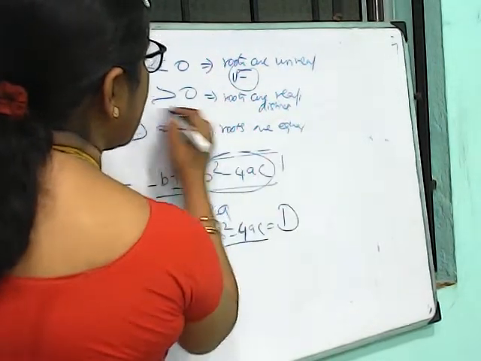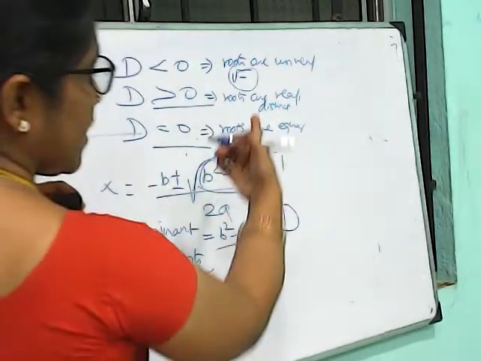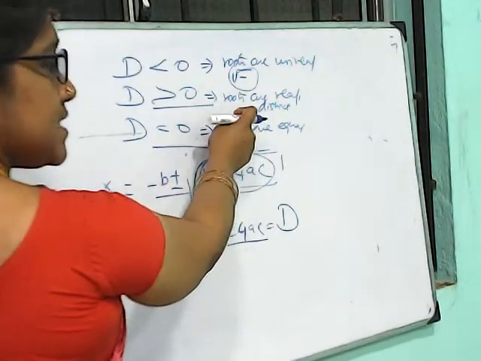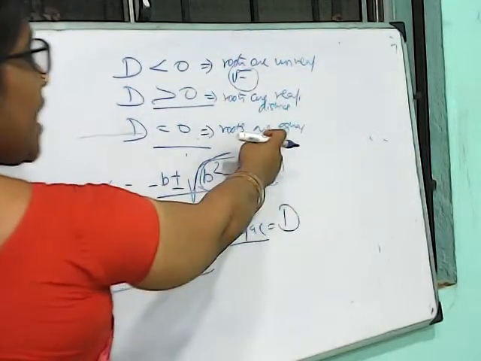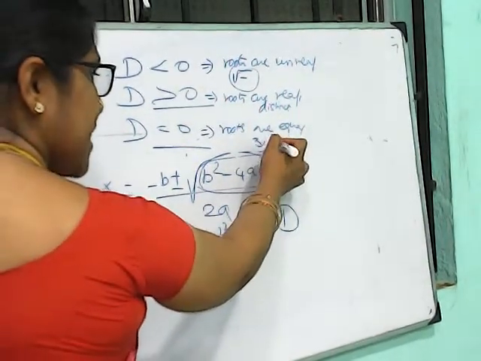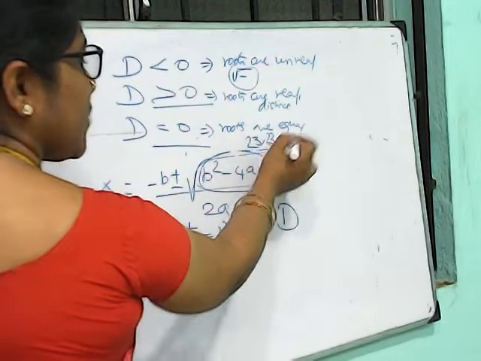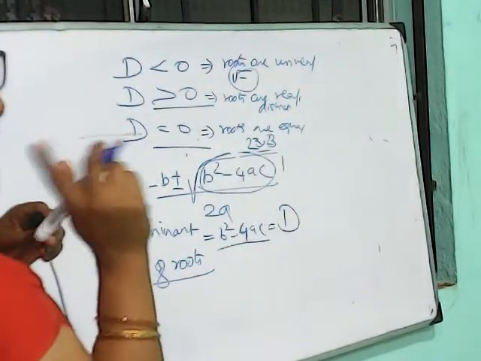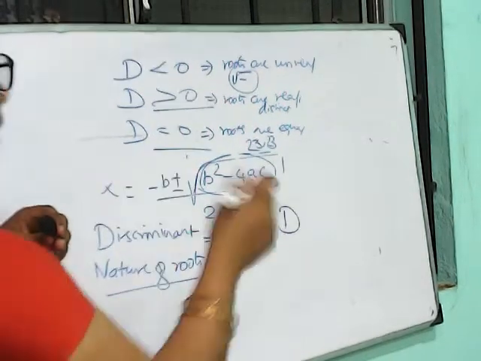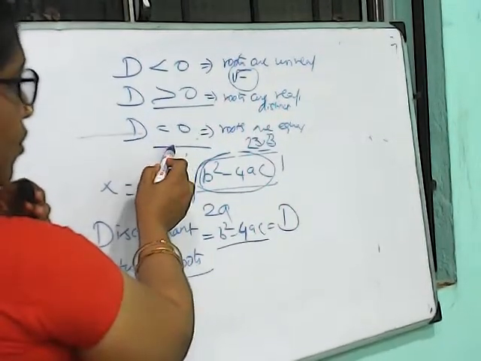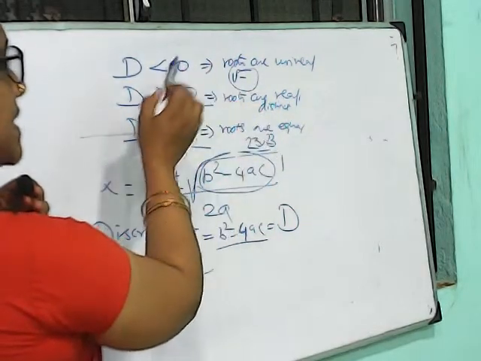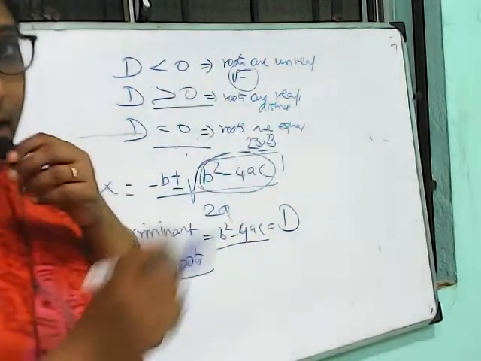There is a lot of difference between greater than 0 and less than 0. Here the roots are real, both are real. Distinct roots means different roots. Equal roots means if 3 comes, the same 3 comes here too. The roots are equal. When the discriminant value is 0, the roots are equal. When it is greater than 0, the roots are real and distinct. When it is less than 0, the roots are unreal.